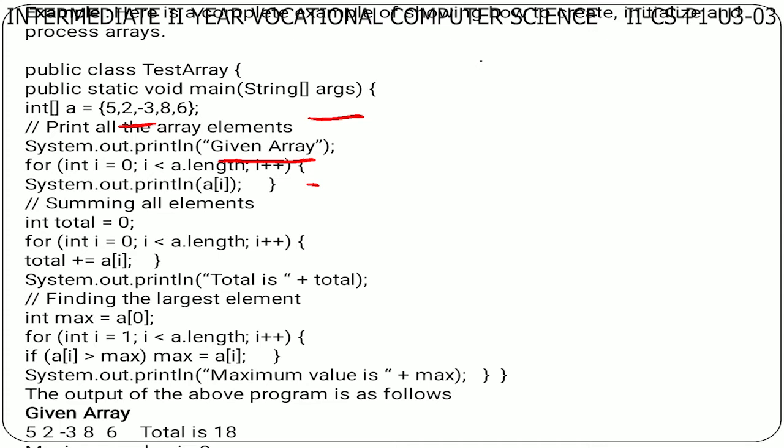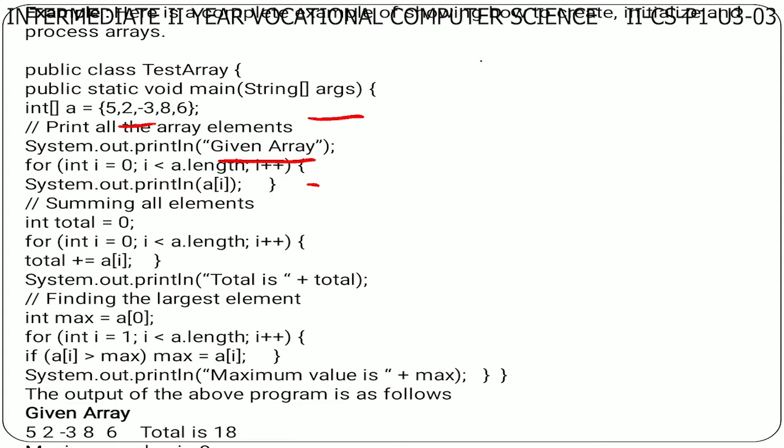Then again i is incremented. It becomes a[4]. Here in a[4], 8 is stored. So 8 is printed. Next, again i is incremented and we reach the last element of the array, that is a[4], which is 6. So 6 is printed. In this way 5, 2, -3, 8 and 6 are printed.